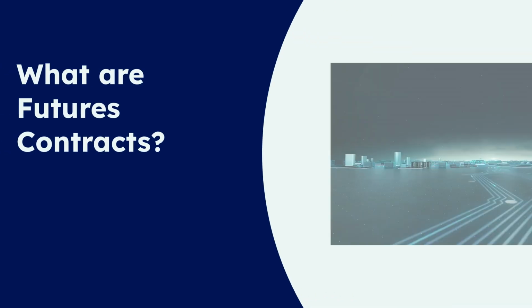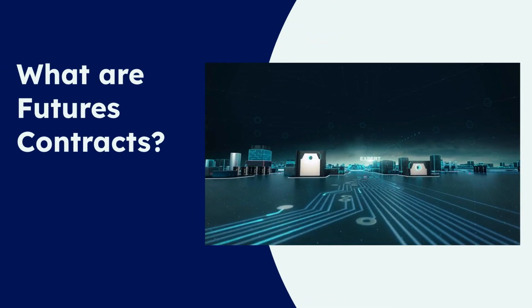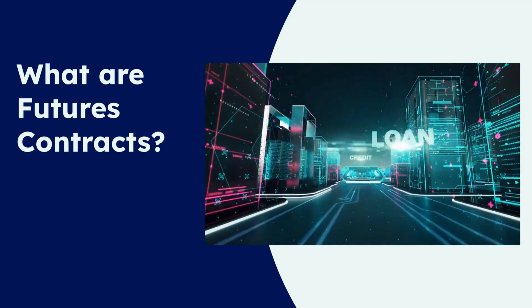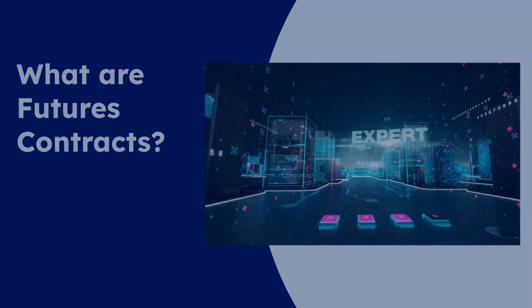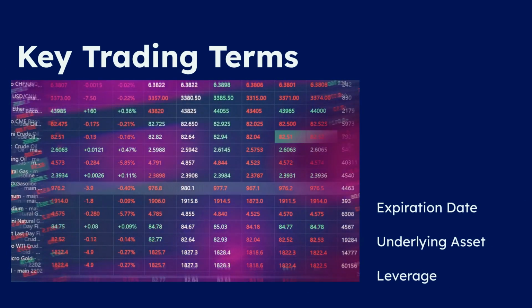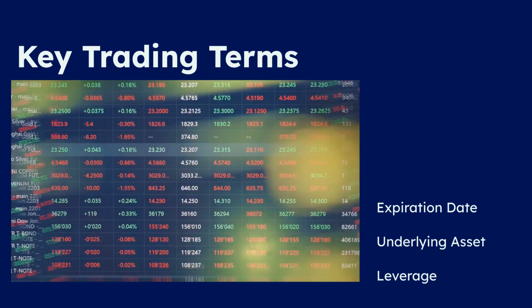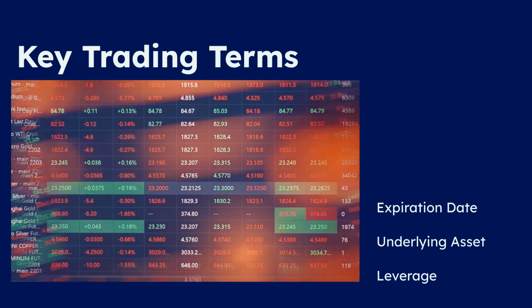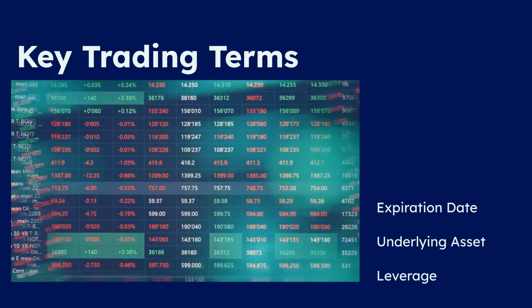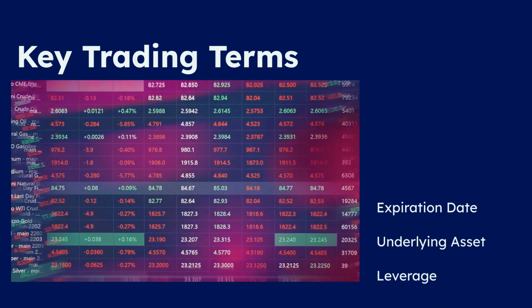A futures contract is simply an agreement to buy or sell an asset at a predetermined price on a specified date in the future. They are standardized and traded on exchanges. When dealing with futures, keep in mind the expiration date, which is when the contract settles, and the underlying asset, which is what the contract represents. For ES, that asset is the S&P 500 index.